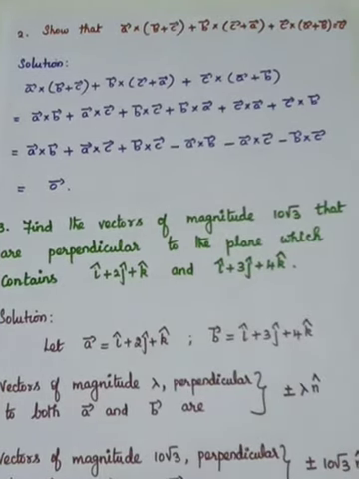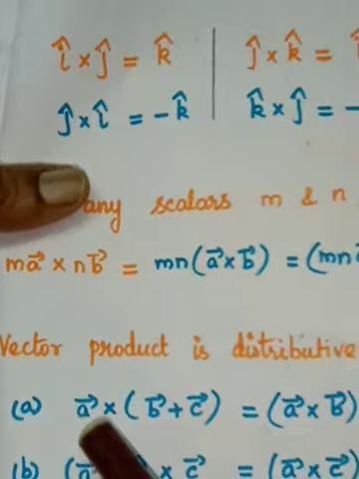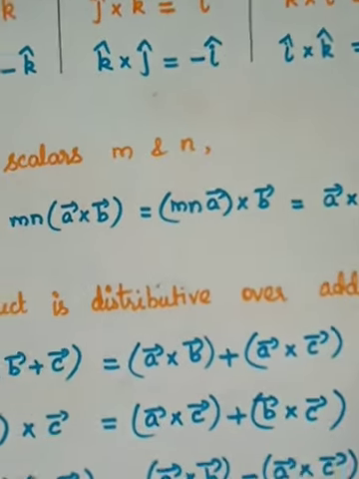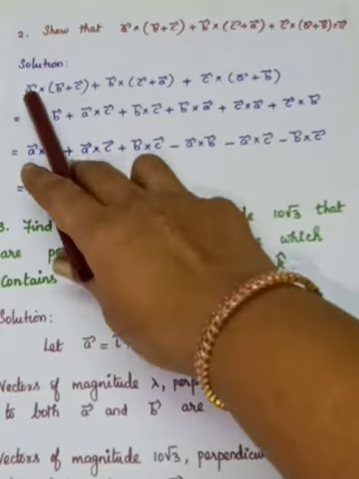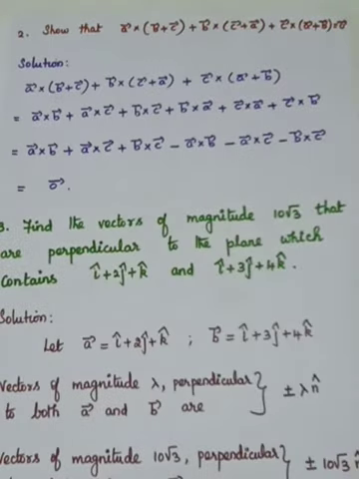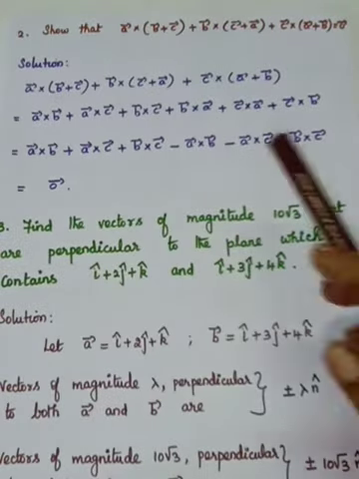Yesterday we have learned that the vector product is distributive over addition. We have seen that. Now A vector cross B vector plus C vector, how will it be written? A cross B vector plus A vector cross C vector. So it is distributive over addition. Using that formula, you have to distribute the vector product over the vectors. So first one, A vector cross B vector plus, next one, A vector cross C vector.